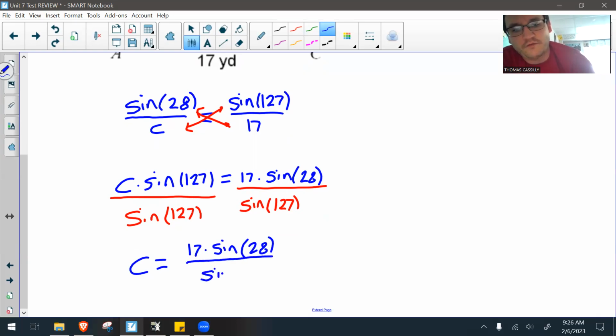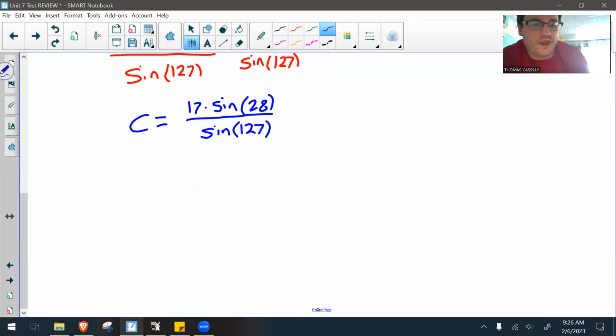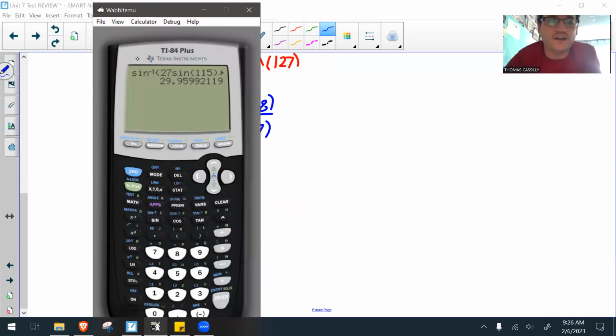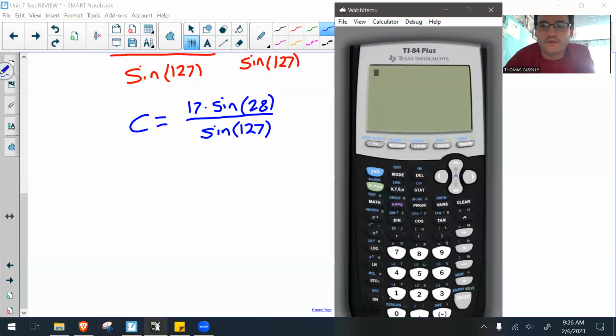All right, so after we do this step, we can just type this straight into our calculator. Since we were looking for a side length, we don't have to do that inverse sine thing like we did on the last problem. All right, so what we're going to have is 17 times the sine of 28.